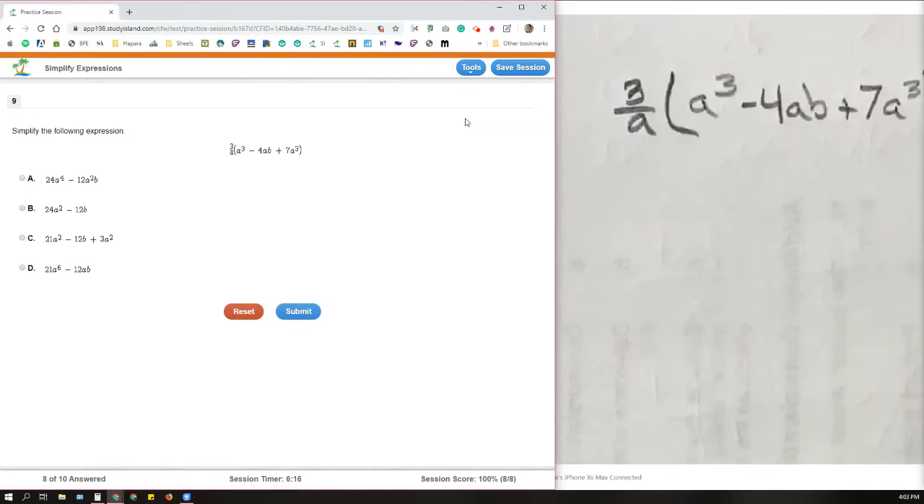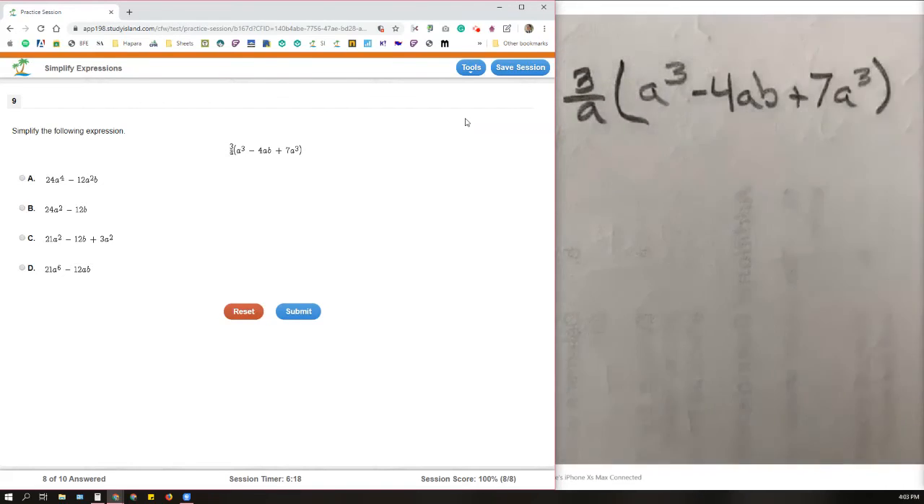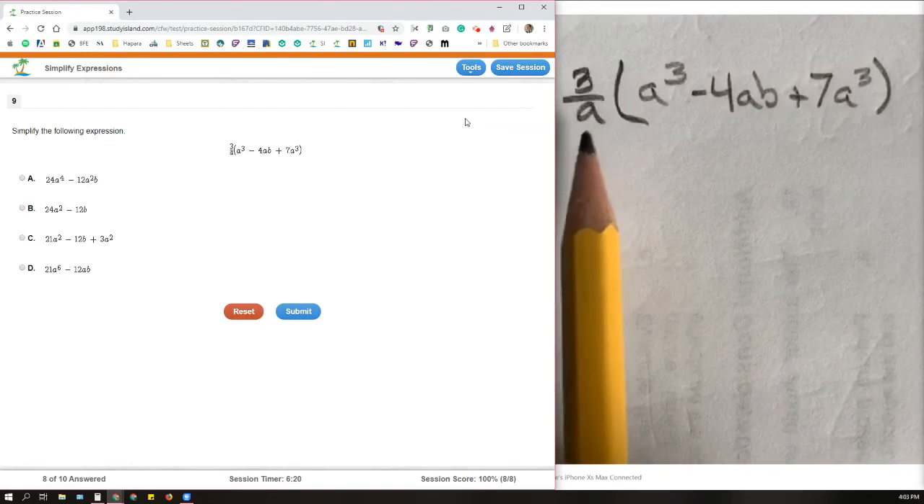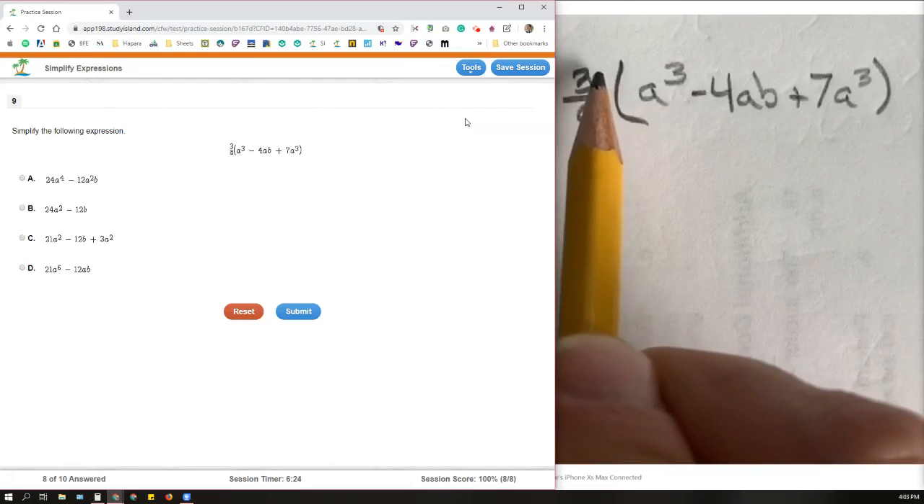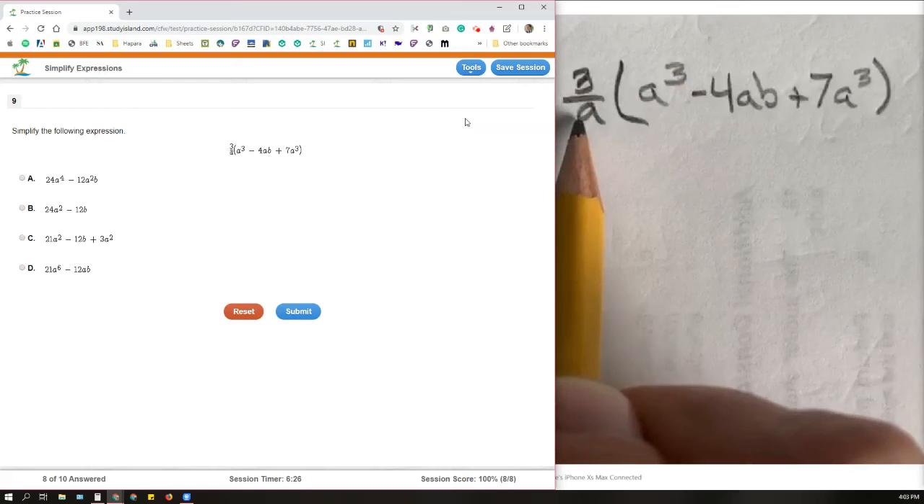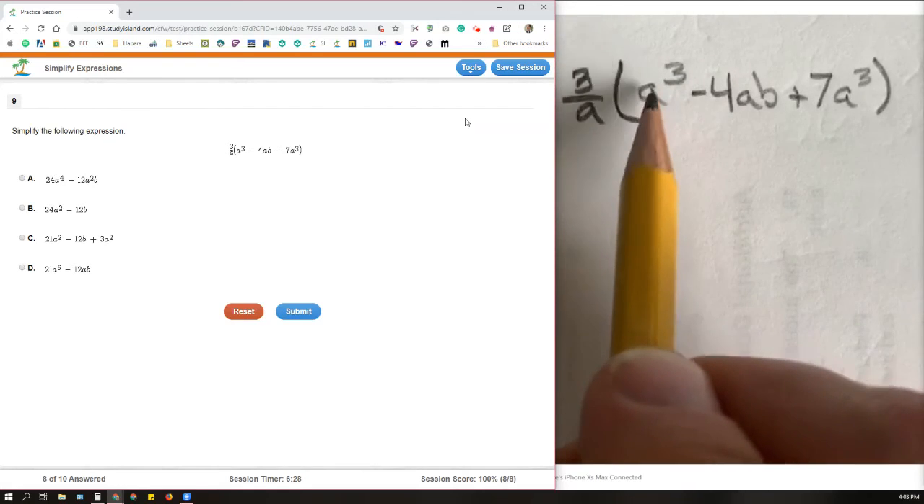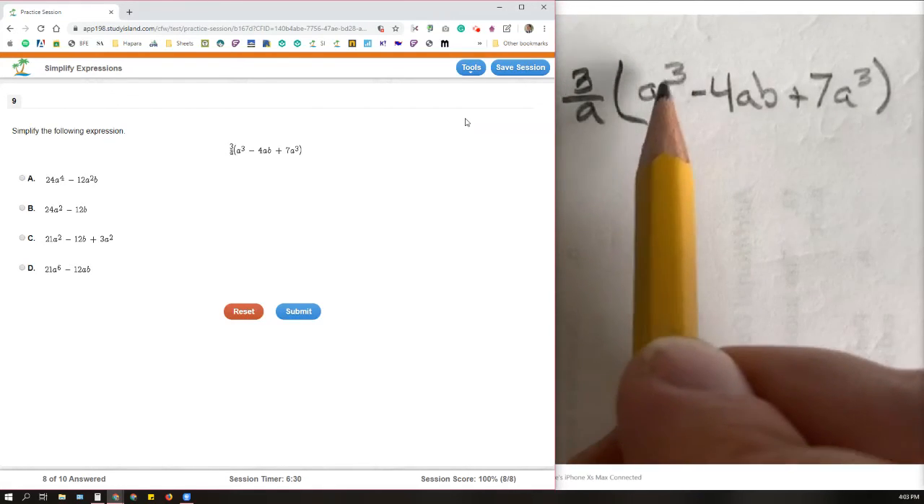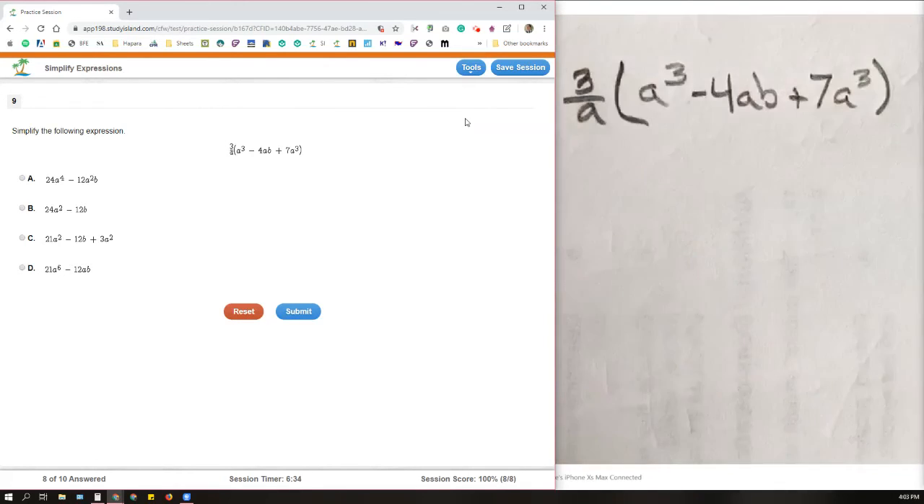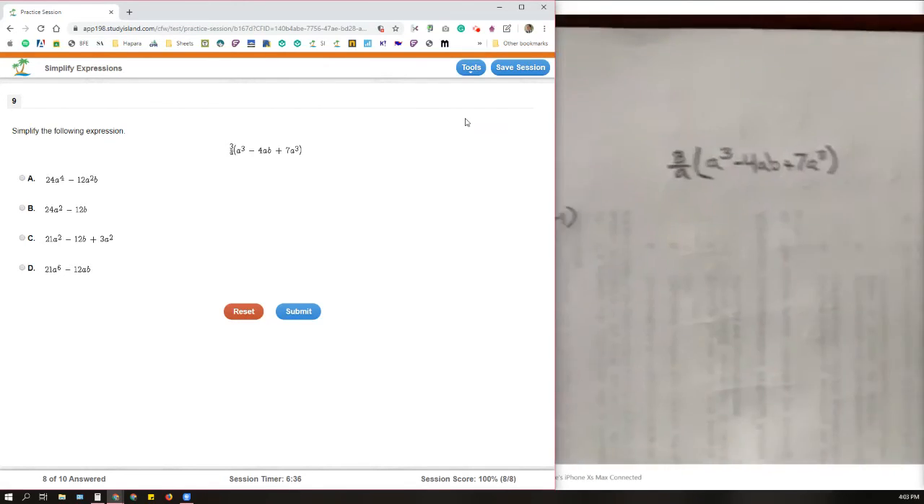So what we're doing for each one of these things is we're multiplying by 3 and dividing by a. That's what multiplying by 3 over a is. So each one of these, multiply by 3, divide by a. So 3 times a cubed is 3a cubed, but a cubed divided by a is a squared. If I had a cubed, let me just do that off to the side so you can see why that would be true.